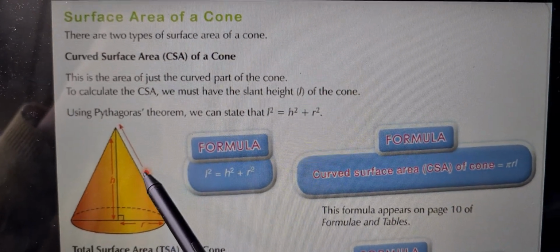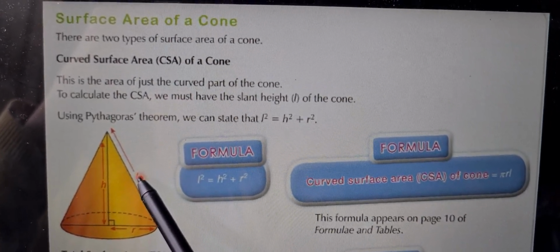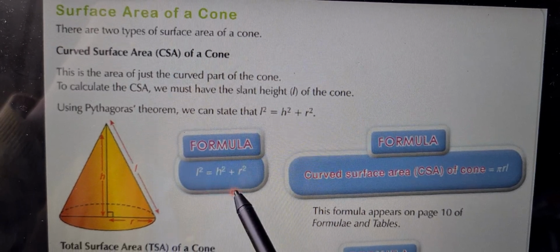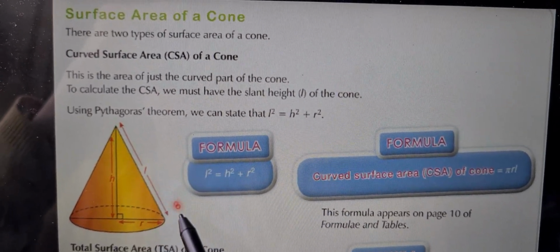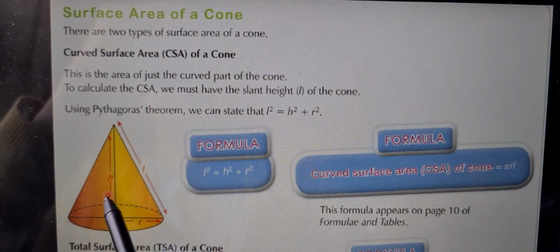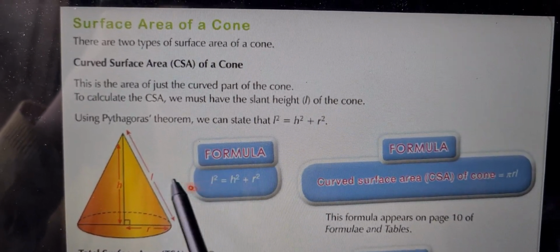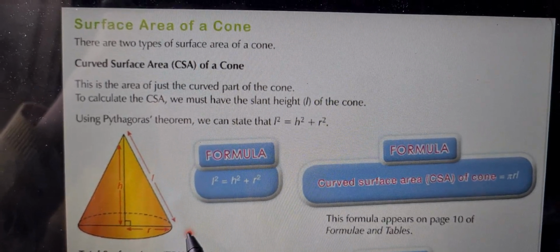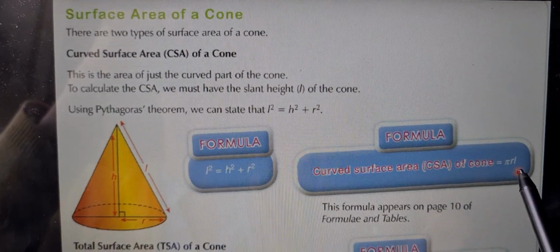So here's L. If you don't know L from the diagram, you can easily find L by using Pythagoras' theorem. Because Pythagoras' theorem is the hypotenuse, which is L. L squared is equal to the height squared plus the radius squared. So you can use Pythagoras to figure out what L is, and L is the slant height of a cone. So you need to get L in order to get the curved surface area of that cone.